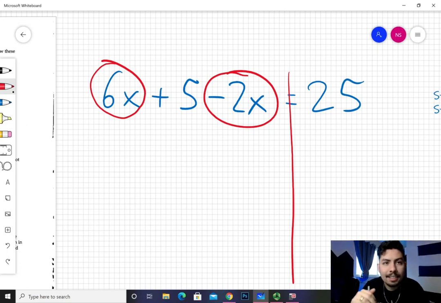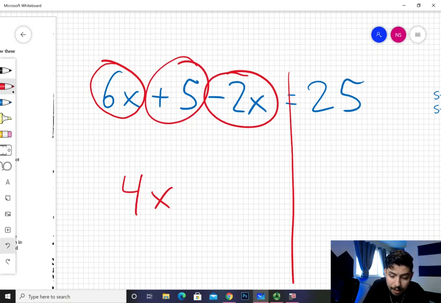So in this case it involves like terms. So let's simplify these like terms. Let's combine these like terms. 6x minus 2x gives me my 4x. This is a loner, just gets dropped down, right?